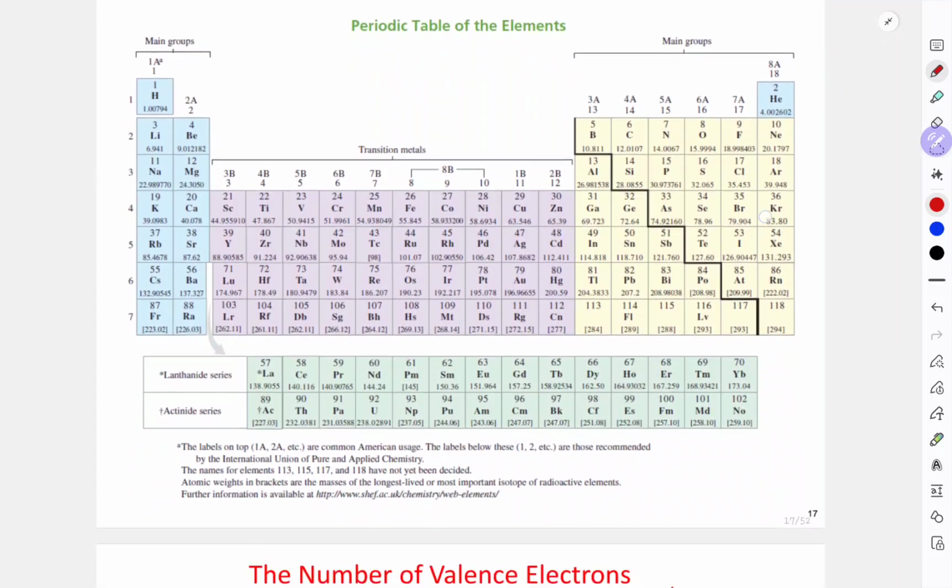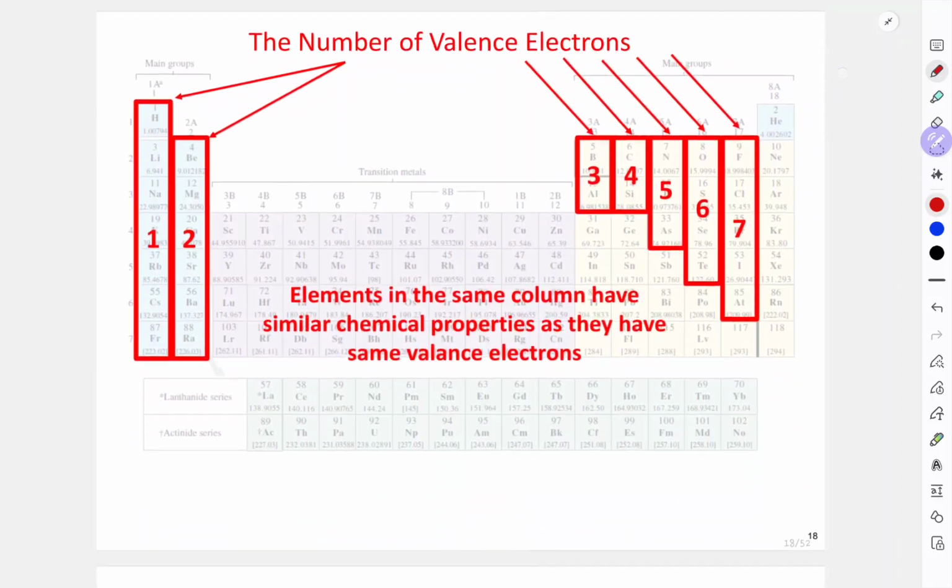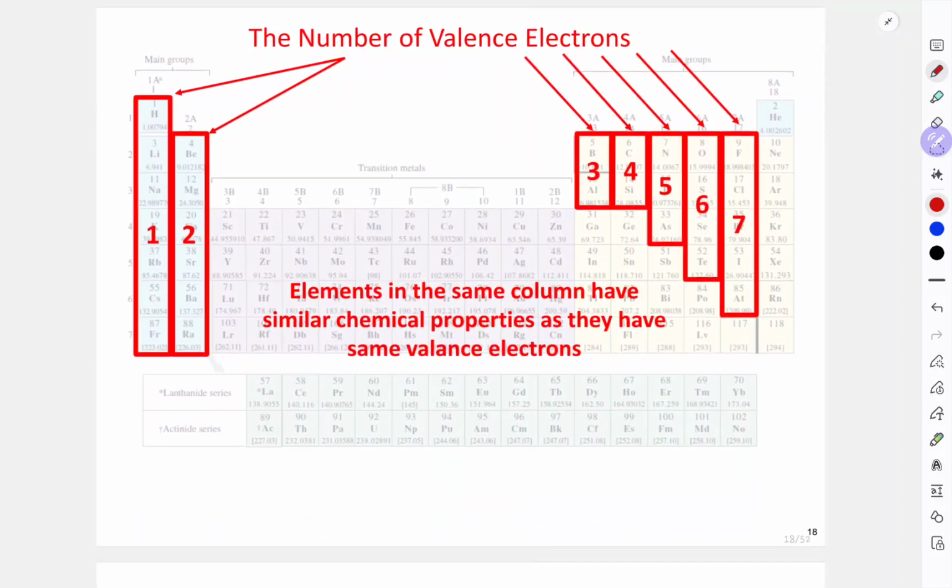And this is the periodic table of the elements. This is again general chemistry material, but you can distinguish the number of valence electrons in this periodic table, and elements in the same column have the same valence electrons and the same chemical properties. So here you have a series of elements having one valence electron, two valence electrons, 3, 4, 5, 6, 7 valence electrons.